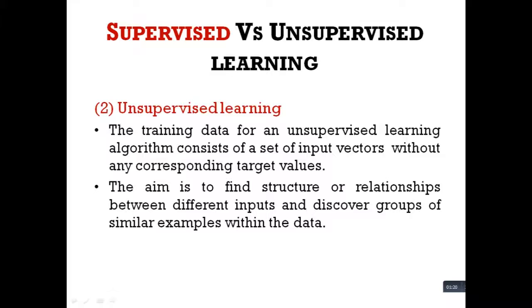Moving on to unsupervised learning. The training data for an unsupervised learning algorithm consists of a set of input vectors without any corresponding target values. The aim is to find structure or relationships between different inputs and discover groups of similar examples within the data.